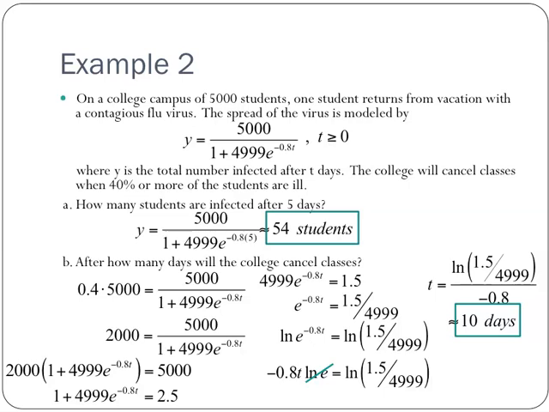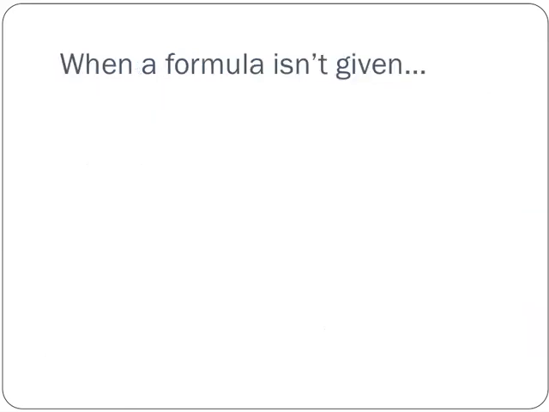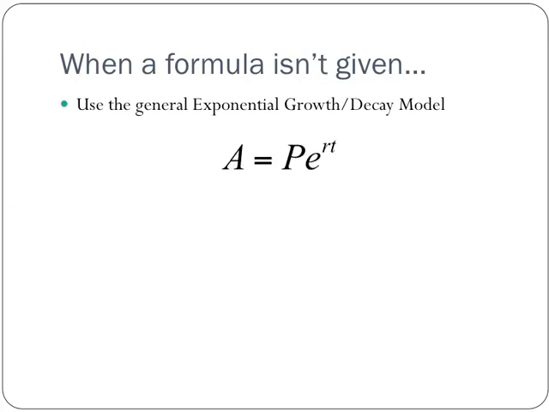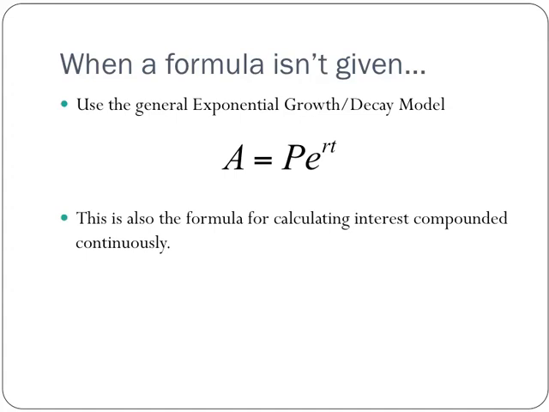Okay, now what if a formula is not given to you in an example? When a formula is not given to you, then you can use the general exponential growth or decay model. So A equals P times e to the rT. This is also the formula for calculating interest compounded continuously. If you get a problem where interest is not compounded continuously, it's compounded quarterly or compounded monthly, there's a different formula for that. But if you're told that the interest is compounded continuously, same formula.